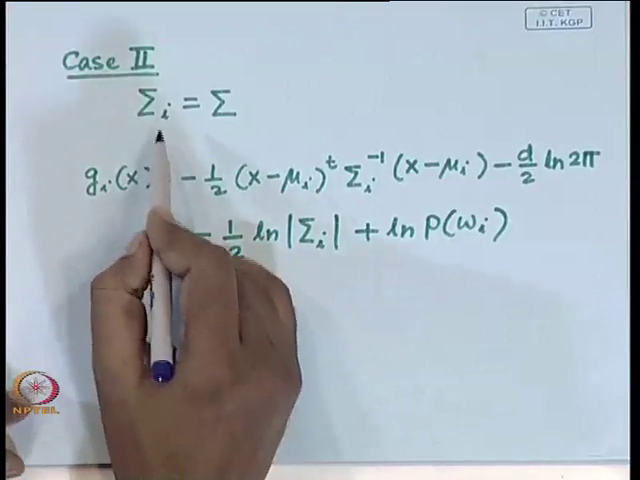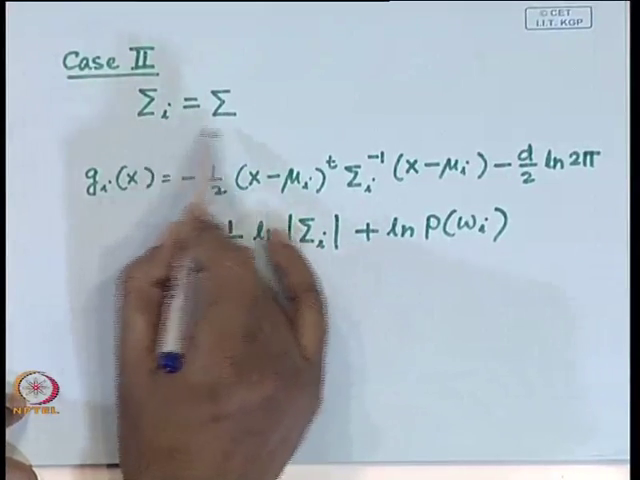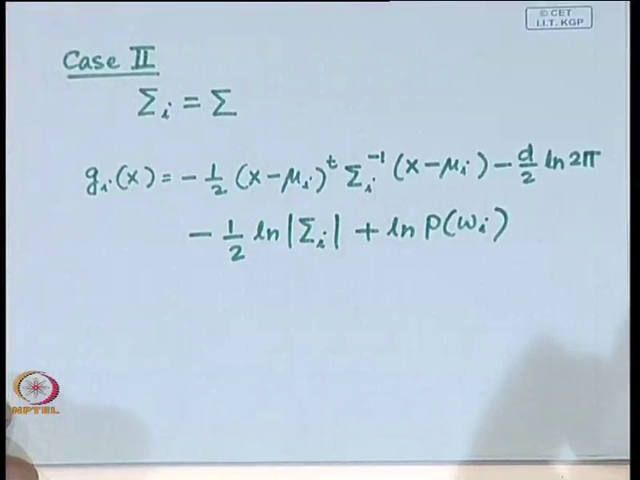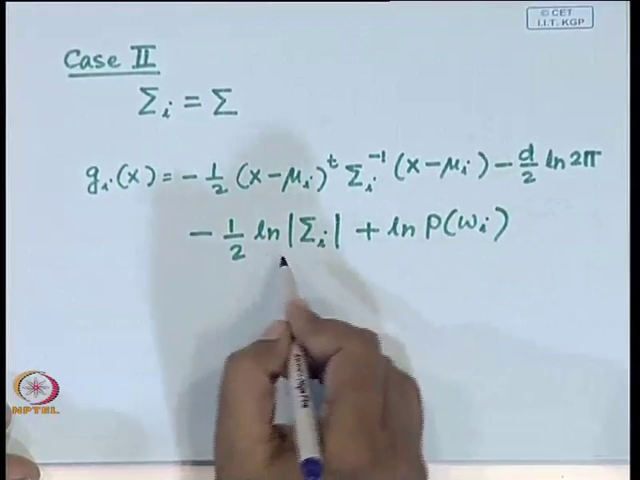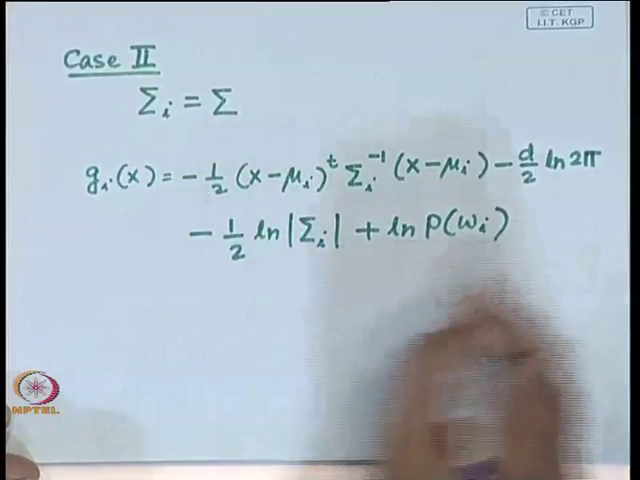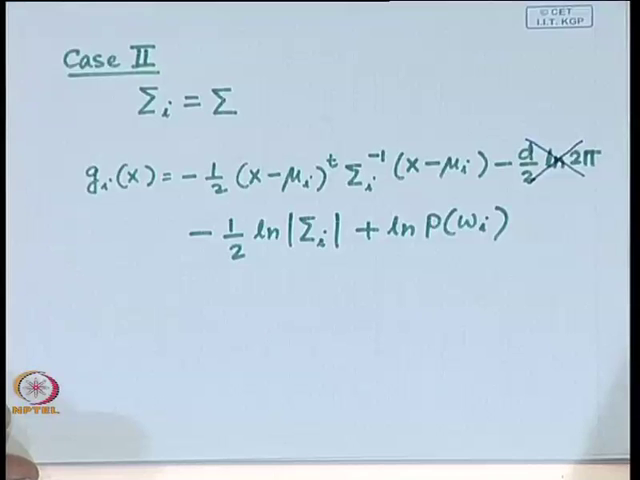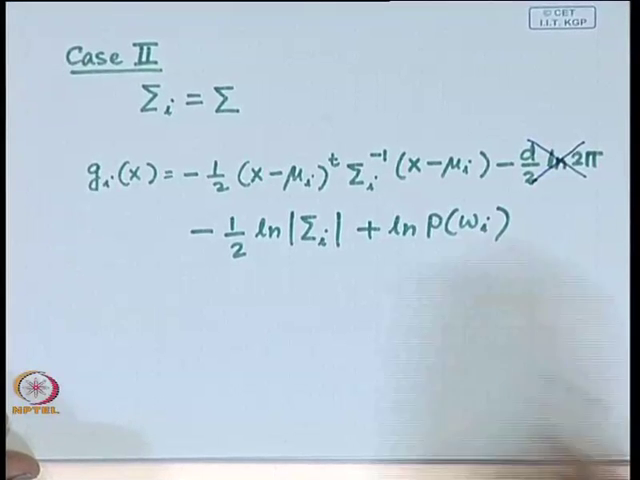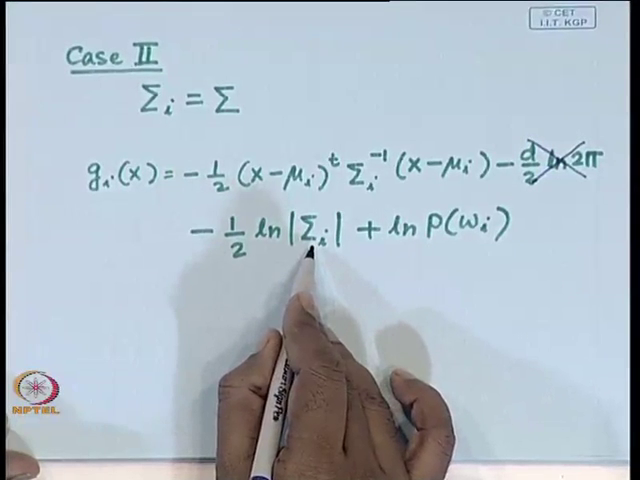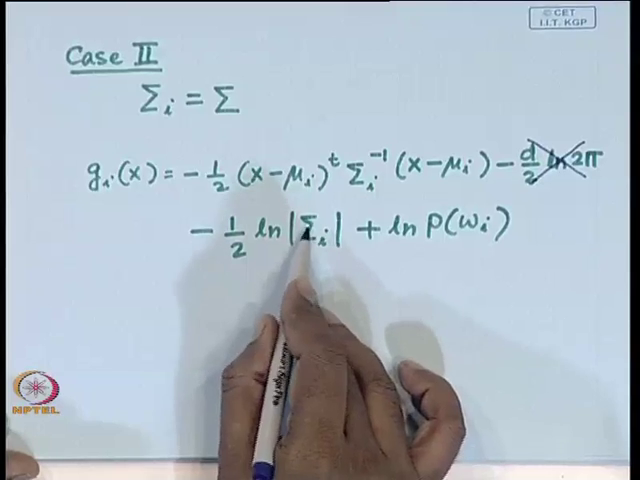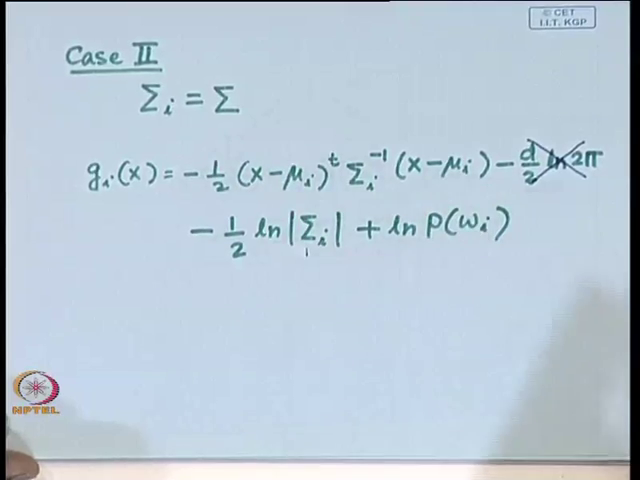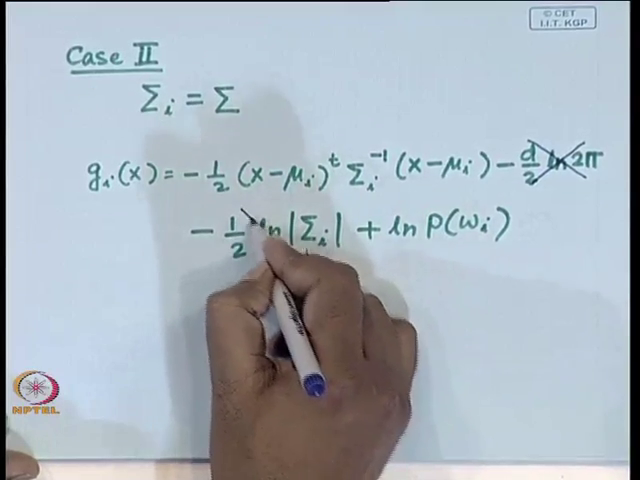Now, here we are saying that sigma i, or the covariance matrix, is same for all the classes. Okay. So, if it is same for all the classes, then obviously this term is a constant term. So, this does not give you any discriminating power, and again this term is also same for all the classes, because this sigma i is same for all the classes. So, this also becomes irrelevant.